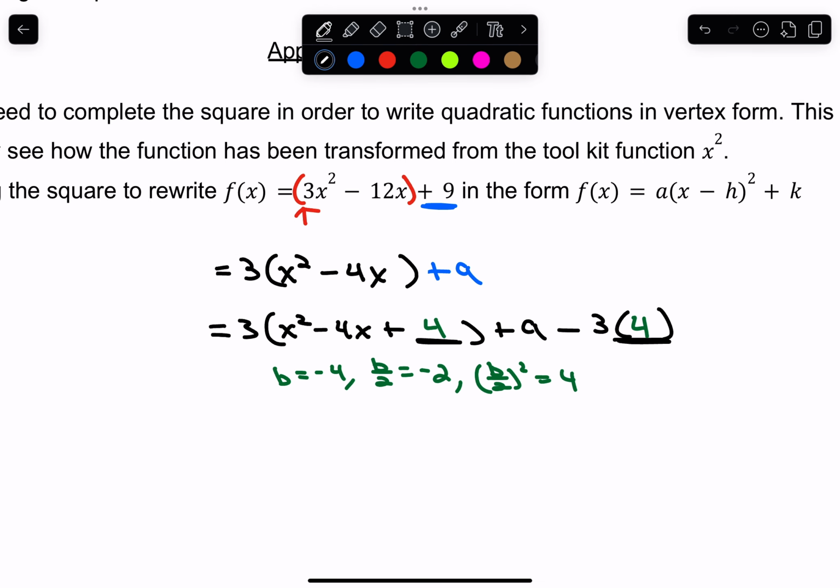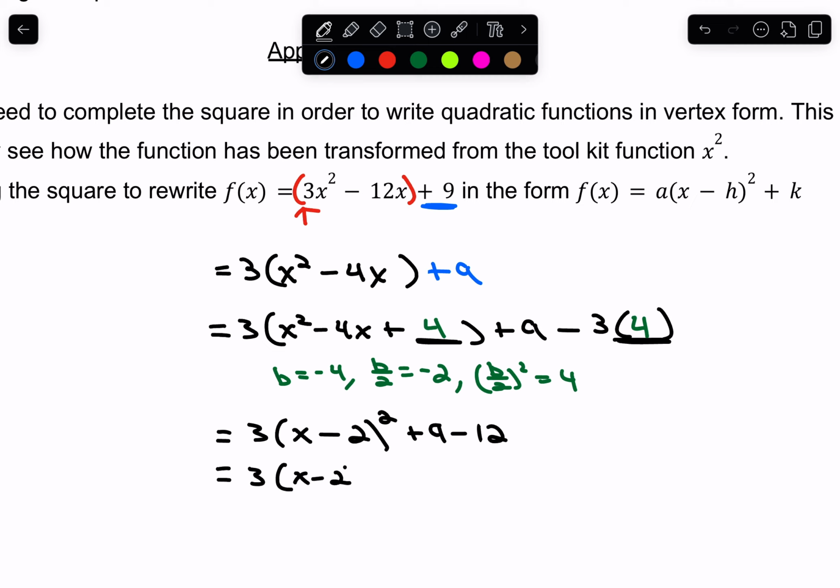Now all we have to do is factor and simplify, where remember the perfect square trinomial always factors to be x plus b over 2. In this case, b over 2 is negative, so we get x minus 2. Instead of plus -2, we jump straight to -2. Okay, then we have plus 9, and minus 3 times 4 is 12. So then we just finish this off. It's 3 parentheses x minus 2 squared, and the 9 minus 12 gives us -3 in the back.